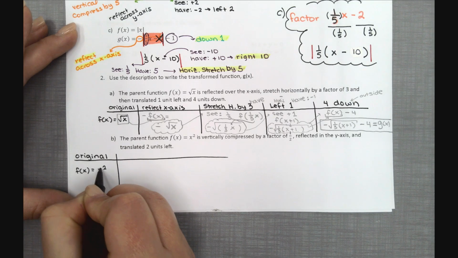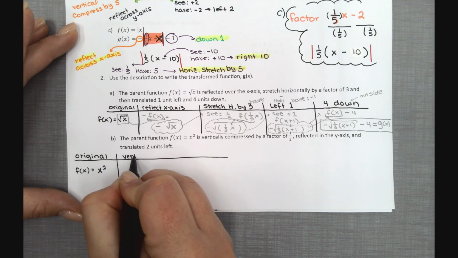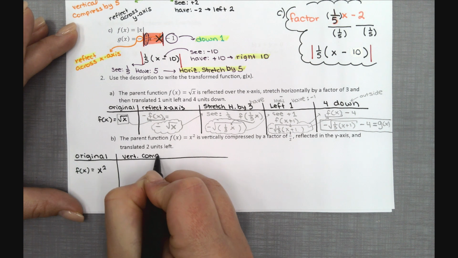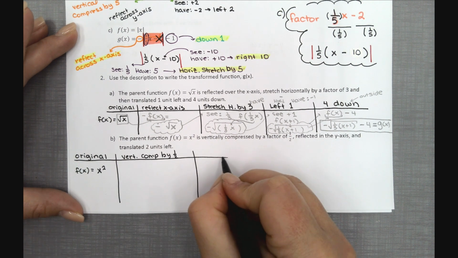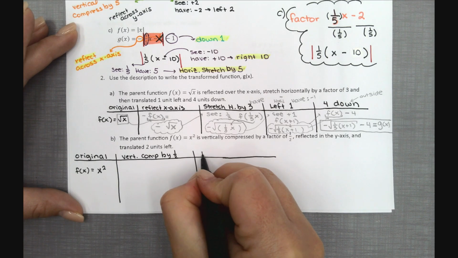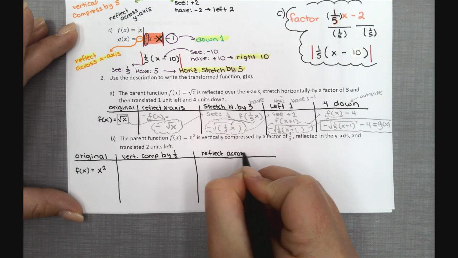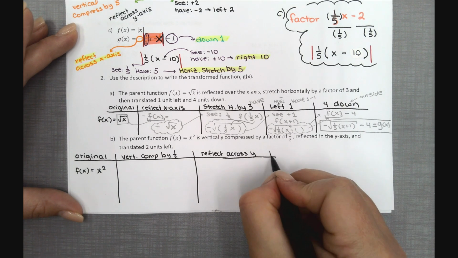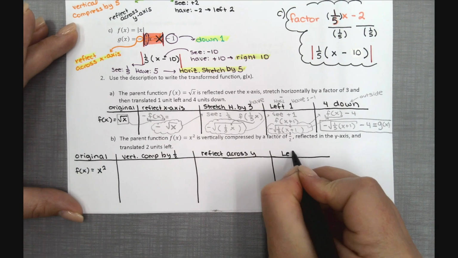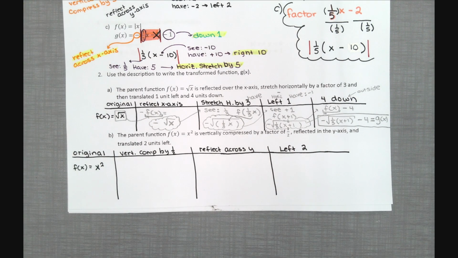That's our parent function. It is vertically compressed by 1/2, reflected across the y-axis, and translated 2 units to the left. Okay, switching to pencil in case I make a mistake.